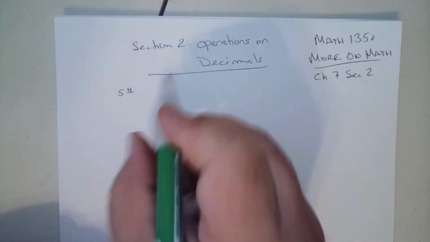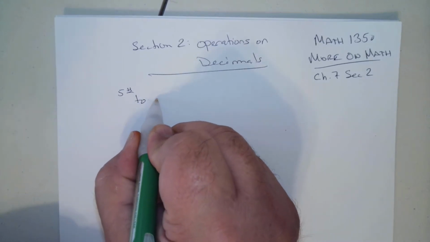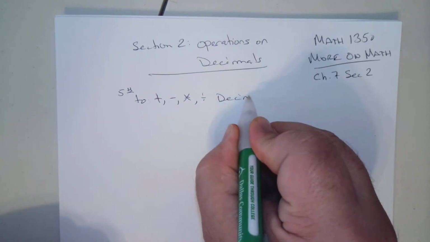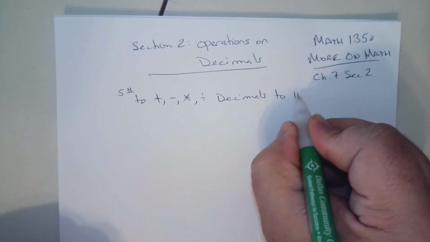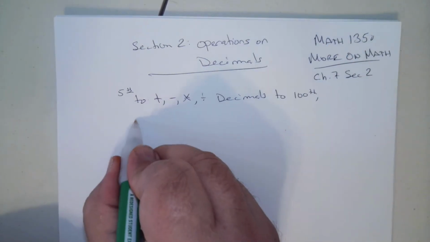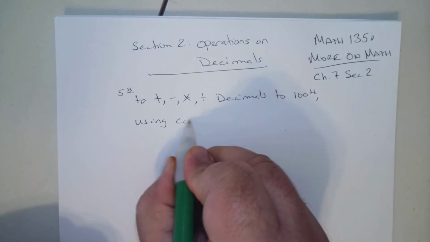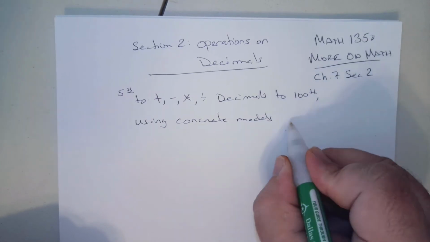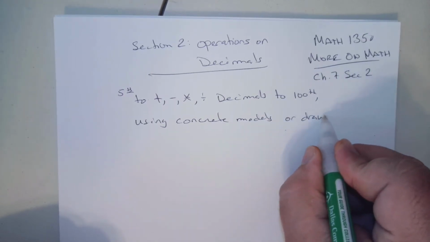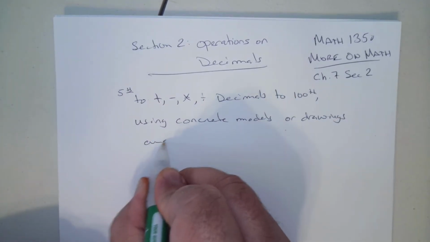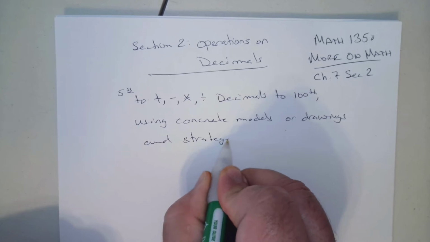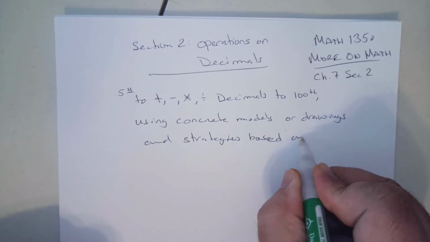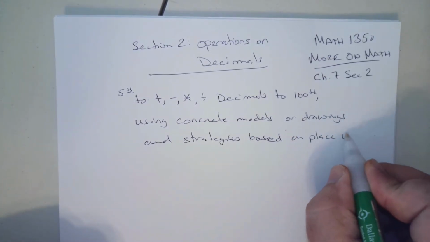By the 5th grade, the students are supposed to be able to add, subtract, multiply, and divide decimals to the 100th location using concrete models or drawings and strategies based on place values.